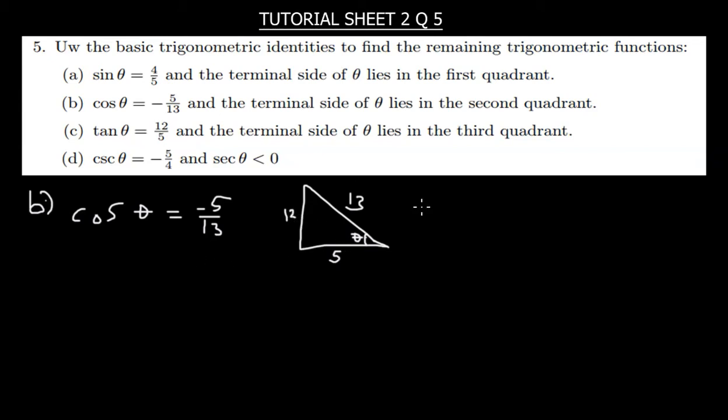So now the remaining trig identities will be sine. Sine theta is going to be equal to, we know sine theta is opposite over hypotenuse, meaning it will be 12 over 13.